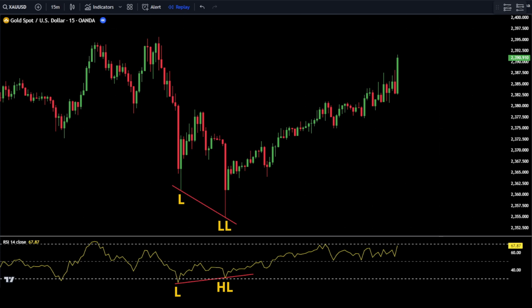If the RSI indicator forms a valid bullish divergence pattern, your main focus should be on finding the best point to place a buy order.